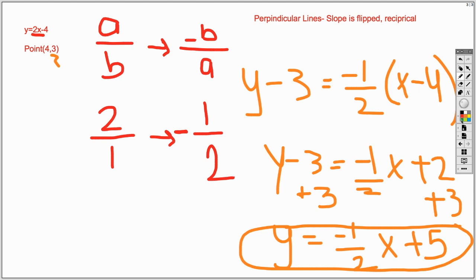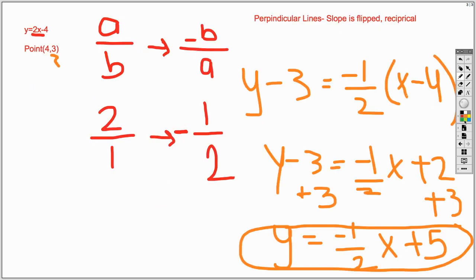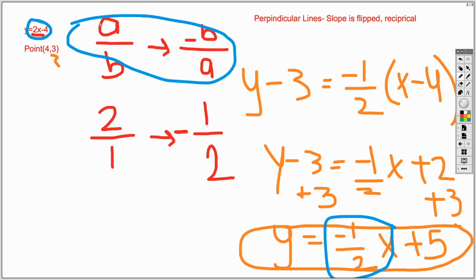And the difference here between parallel and perpendicular is that in parallel, your slope is the same. So we had negative 4 here, we have negative 4 here. But here in perpendicular, our slope was 2 over 1, but here we flipped it, so our slope becomes negative 1 half. So just keep this in mind, and you should be good to go.